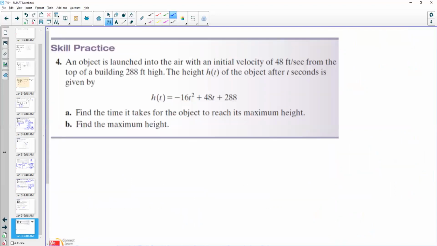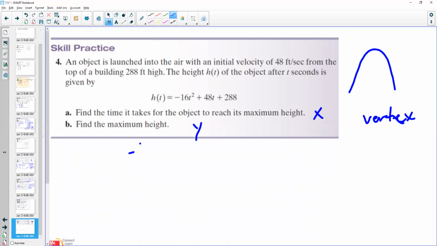The next question is very similar. So an object is launched into the air with a velocity of 48 feet per second from the top of a building 288 feet high. The height after a certain number of seconds is given by this formula. Find the time it takes the object to reach its maximum height, the same thing, okay? And the maximum height. So this is the x value. This is the y value of the vertex. Fair enough. So do what we just did.